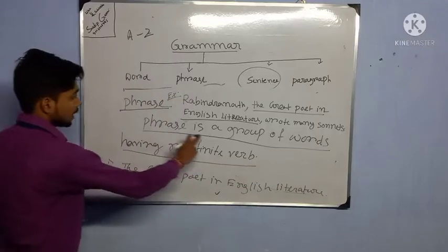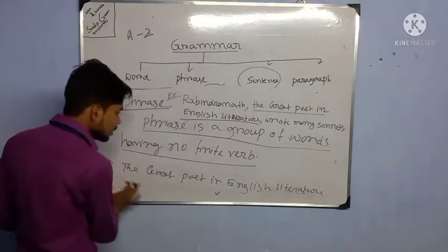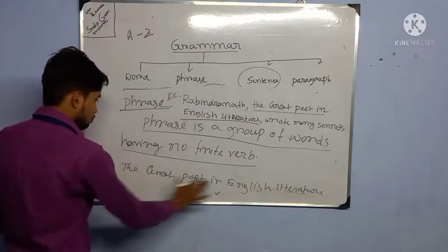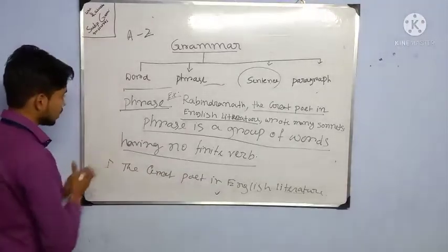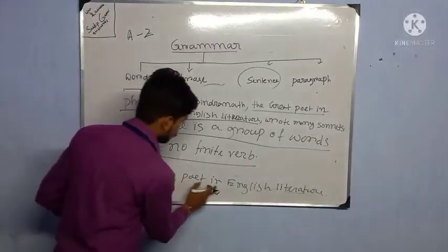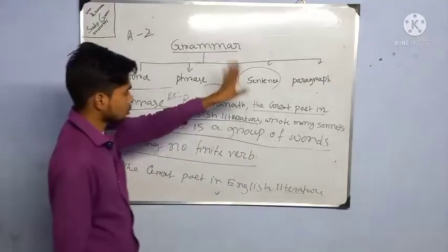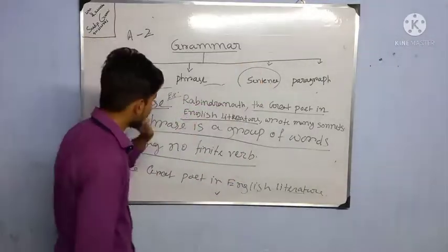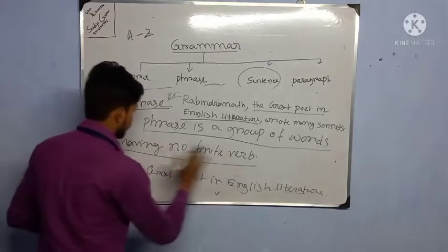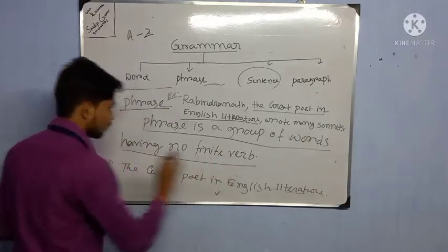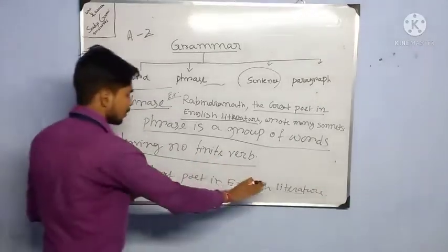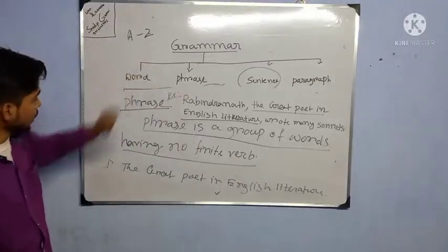The first condition is a group of words. So in this particular phrase, how many words are there? 1, 2, 3, 4, 5, 6. So there are 6 words. So the first condition is fulfilled. Second condition, having no finite verb. So look, is there any finite verb? If we find no finite verb, we consider this an example of a phrase.